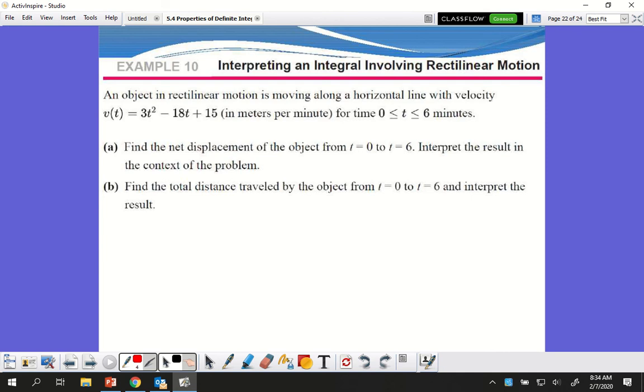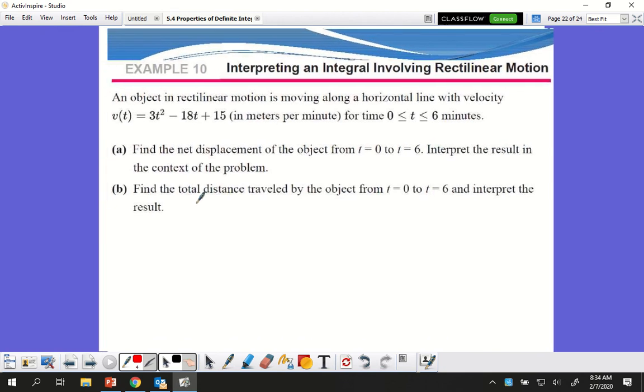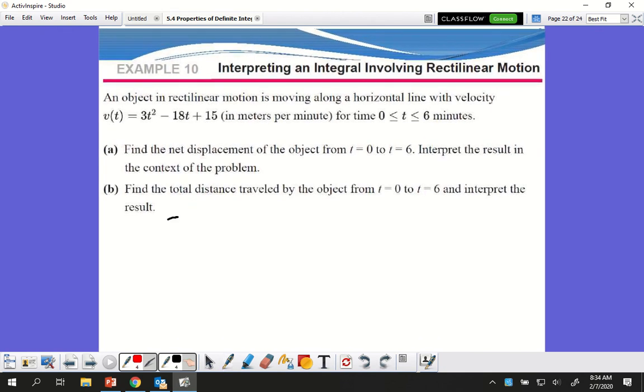So let's go ahead. I'm going to have integration, integration from 0 to 6, and that's going to be the integral of 3t squared minus 18t plus 15 dt.